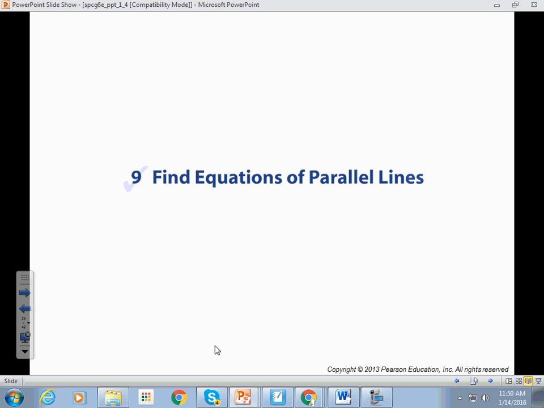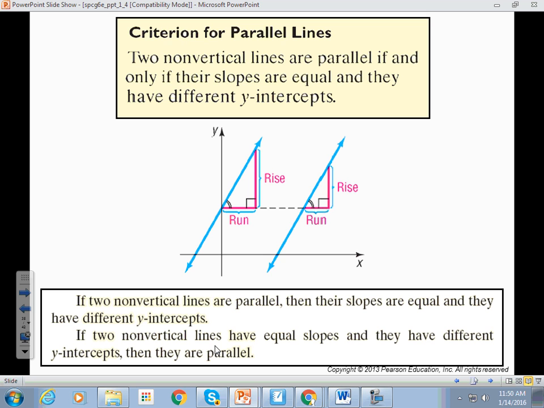All right, equations of parallel lines. Parallel lines have the same slope and different y-intercepts. If two non-vertical lines are parallel, then their slopes are equal, and they have different y-intercepts. If two non-vertical lines have equal slopes, then they have different y-intercepts, and they are parallel.